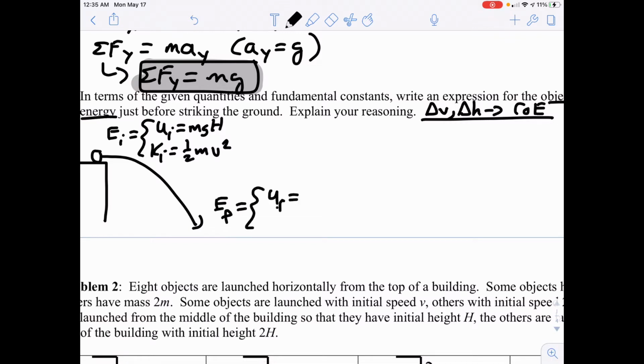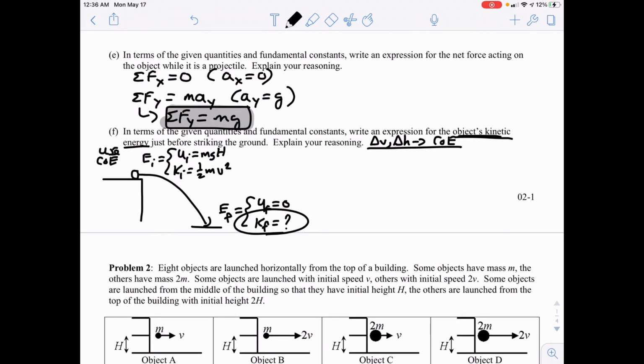At the bottom, right before it lands, a couple things. One, the final potential energy is 0, because right before it lands, it has no more potential to fall. Gravity has no more potential to make it fall. Therefore, essentially the lowest point in the problem is potential energy equals 0. And we're looking for kinetic energy final. That's what we're looking for: the object's kinetic energy just before striking the ground.